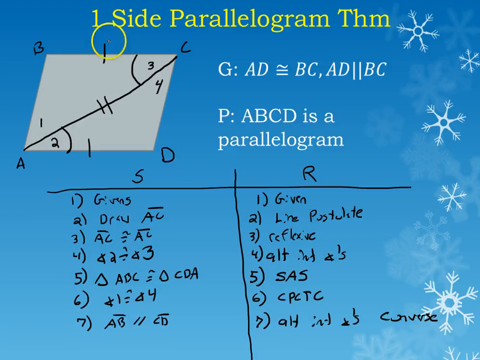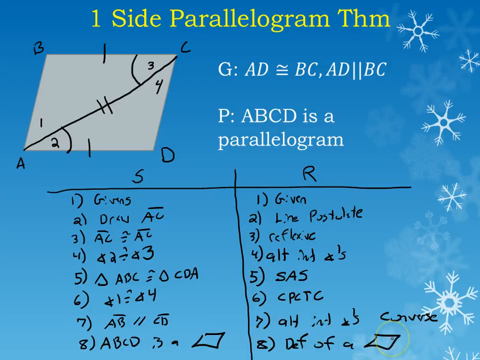And now that I have BC parallel to AD from the given statement, and I just proved that AB and CD are parallel, now both pairs of opposite sides are parallel, so I can say that ABCD is a parallelogram, because that's its definition. Both pairs of opposite sides are parallel. And there's our last proof.